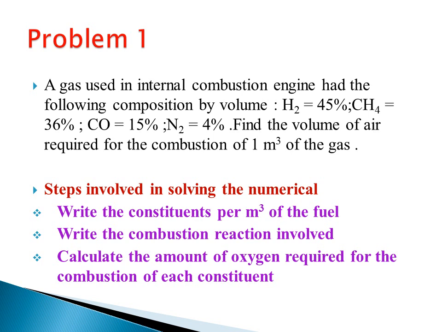The first problem is a gas used in internal combustion engine has the following composition by volume: hydrogen 45%, methane 36%, carbon monoxide 15%, and nitrogen 4%. Find the volume of air required for the combustion of 1 meter cube of the gas.